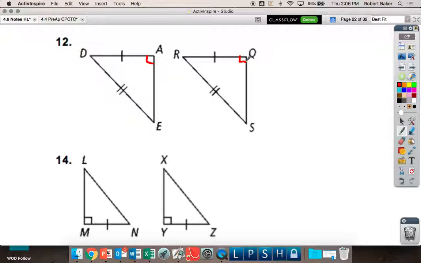What about number 14? What else do you need to know? The hypotenuses are equal, so you can just mark that. I need to know this. Pretty tough, huh?